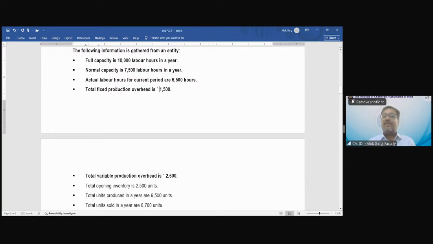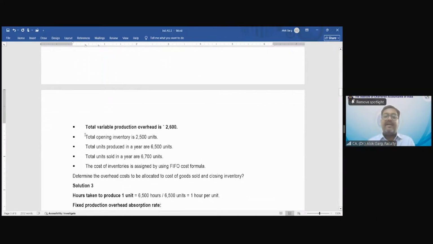So total fixed production overhead is given. Total variable production overhead is also given. Opening inventory is also given, 2500 units. The units produced in a year are 6500 units. Total units sold in a year are 6700 units. The cost of inventory is assigned by using the FIFO formula, first in, first out. Determine the overhead cost to be allocated to cost of goods sold and closing inventory.